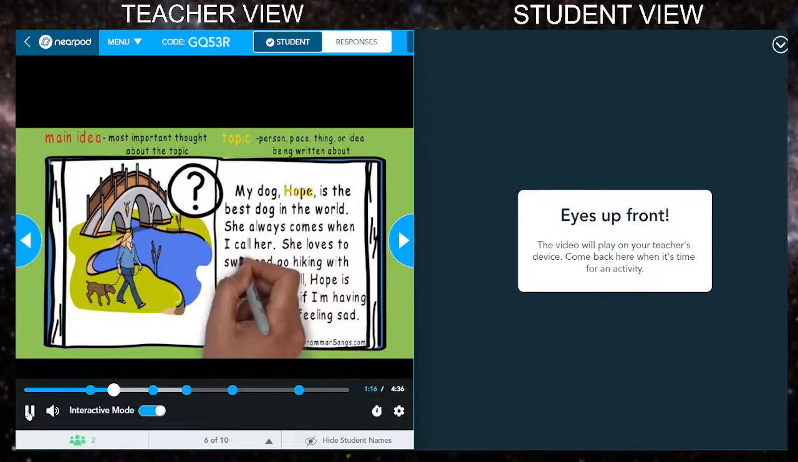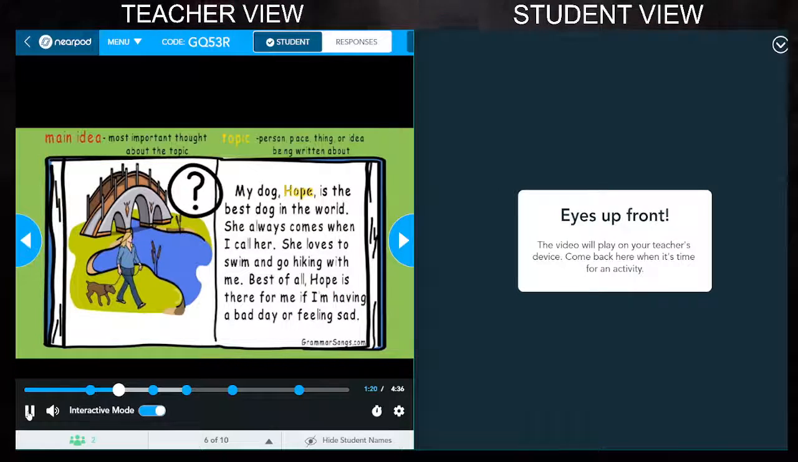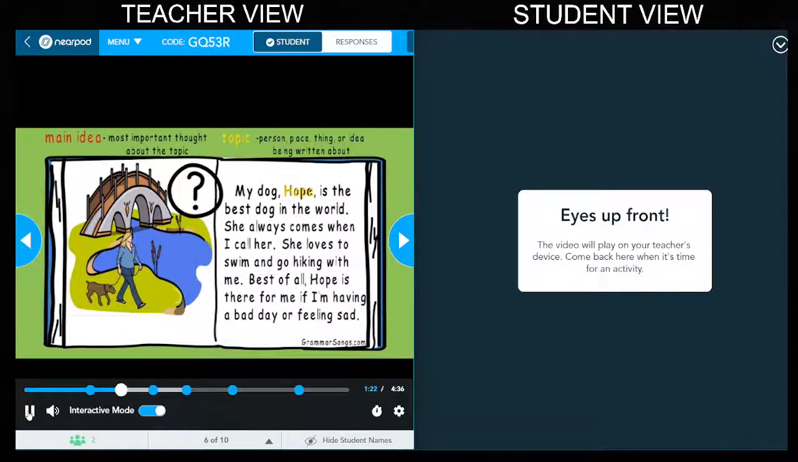She always comes when I call her. She loves to swim and go hiking with me. Best of all, Hope is there for me if I'm having a bad day or feeling sad. While we were reading, I noticed some additional information about Hope. She always comes when she is called. She loves to swim and go hiking, and she is there when having a bad day or feeling sad.